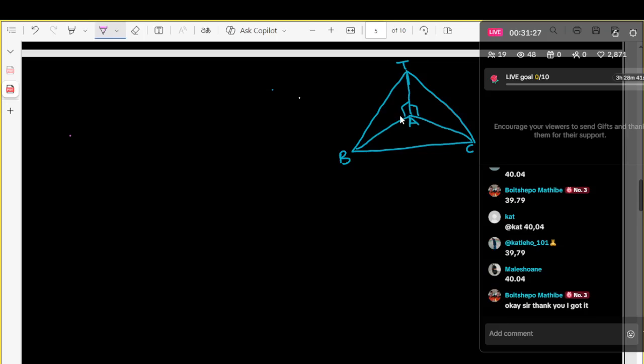From this information, we're going to answer the following questions. I hope everyone understands that diagram. We have this triangle, it's like this, so that everyone can see what is going on here. Let's answer the following questions. Number one.